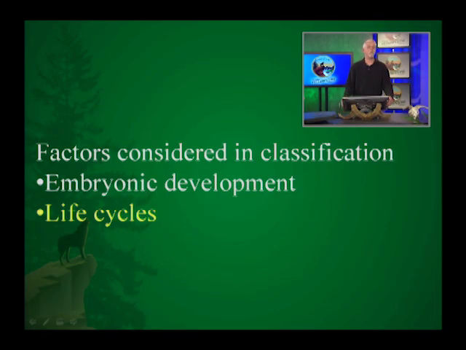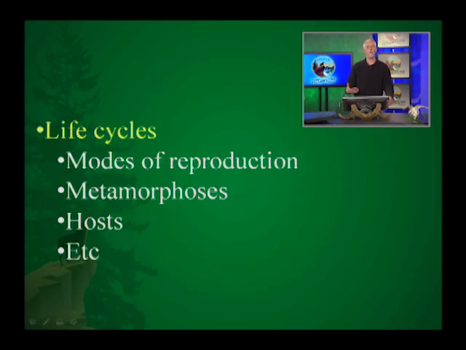Also looking at the life cycles of organisms, and this can include embryonic development, but here we're looking at modes of reproduction. How do they reproduce? We're looking at metamorphoses. In other words, do they go through a gross physical change? And if they do, what type of physical changes do they go through?